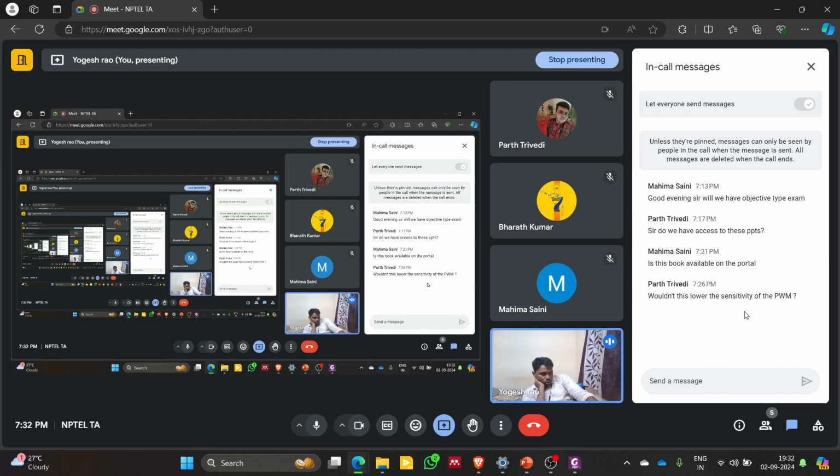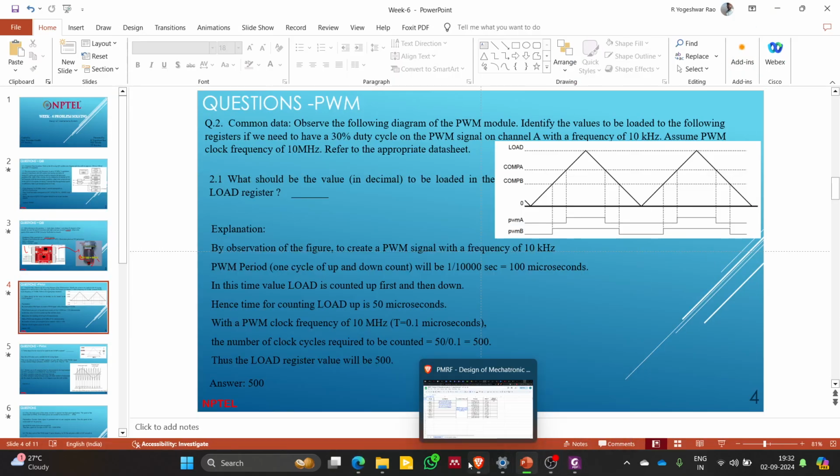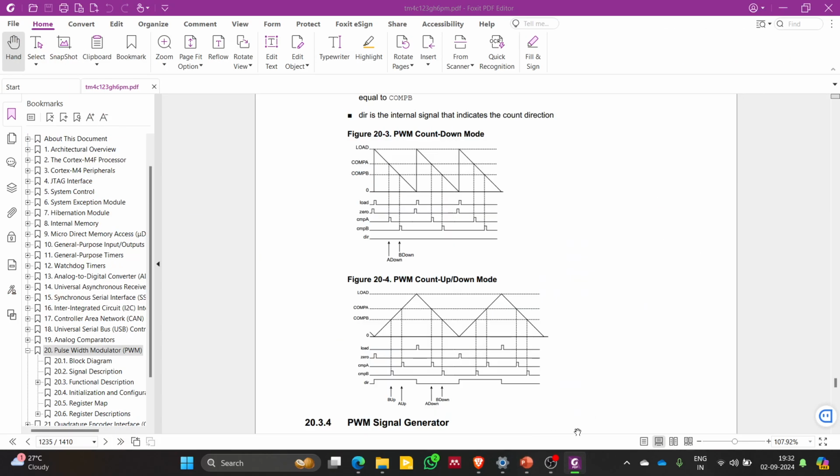Wouldn't this lower the sensitivity of PWM? No, actually, Parth, it wouldn't, because I think I will tell you the phenomenon of how the PWM works.